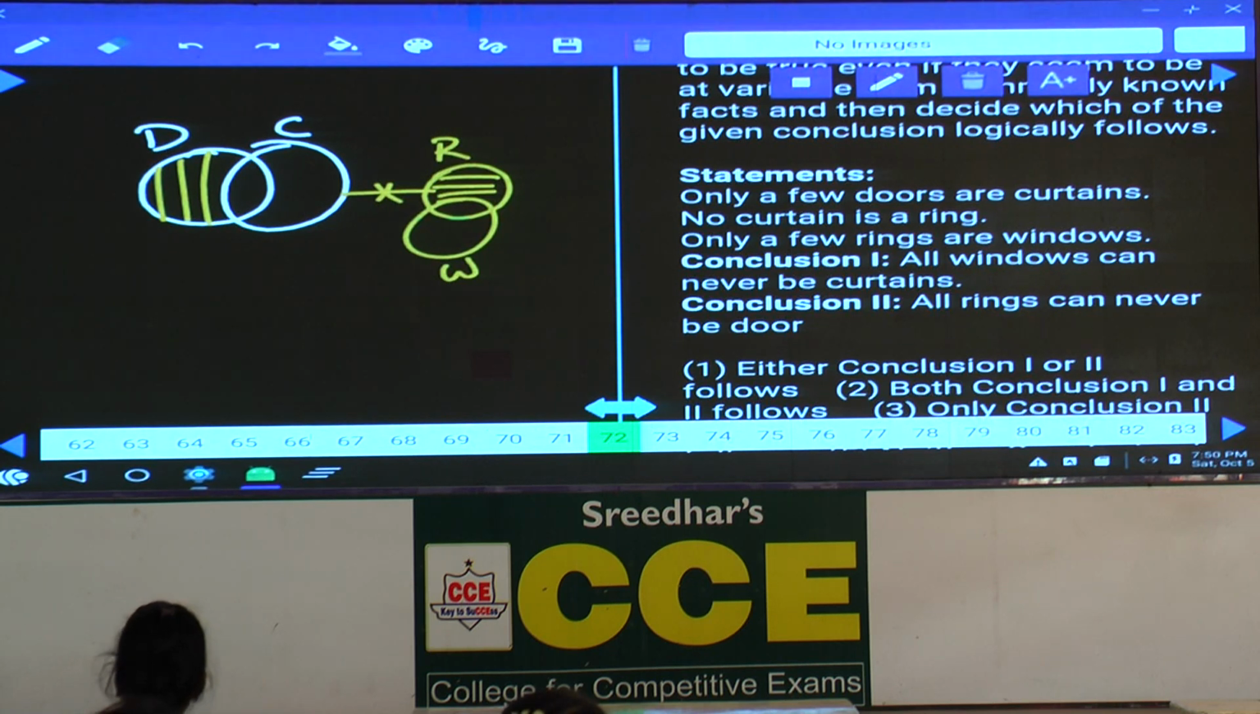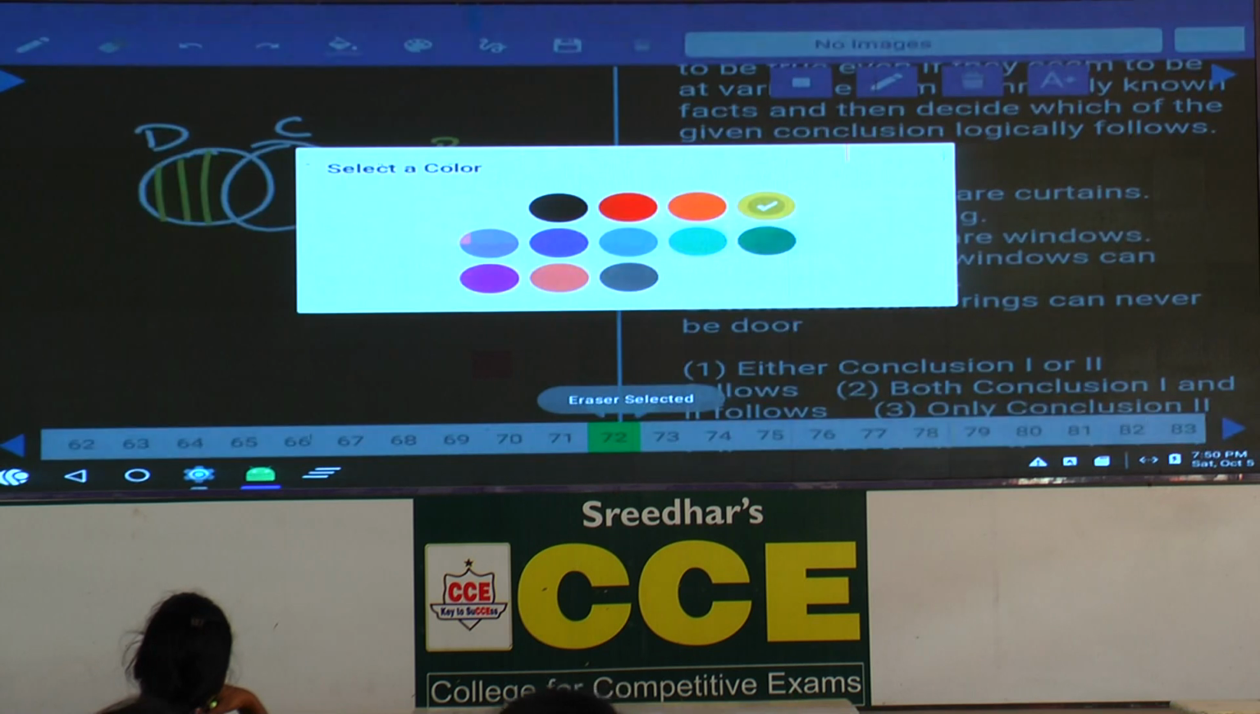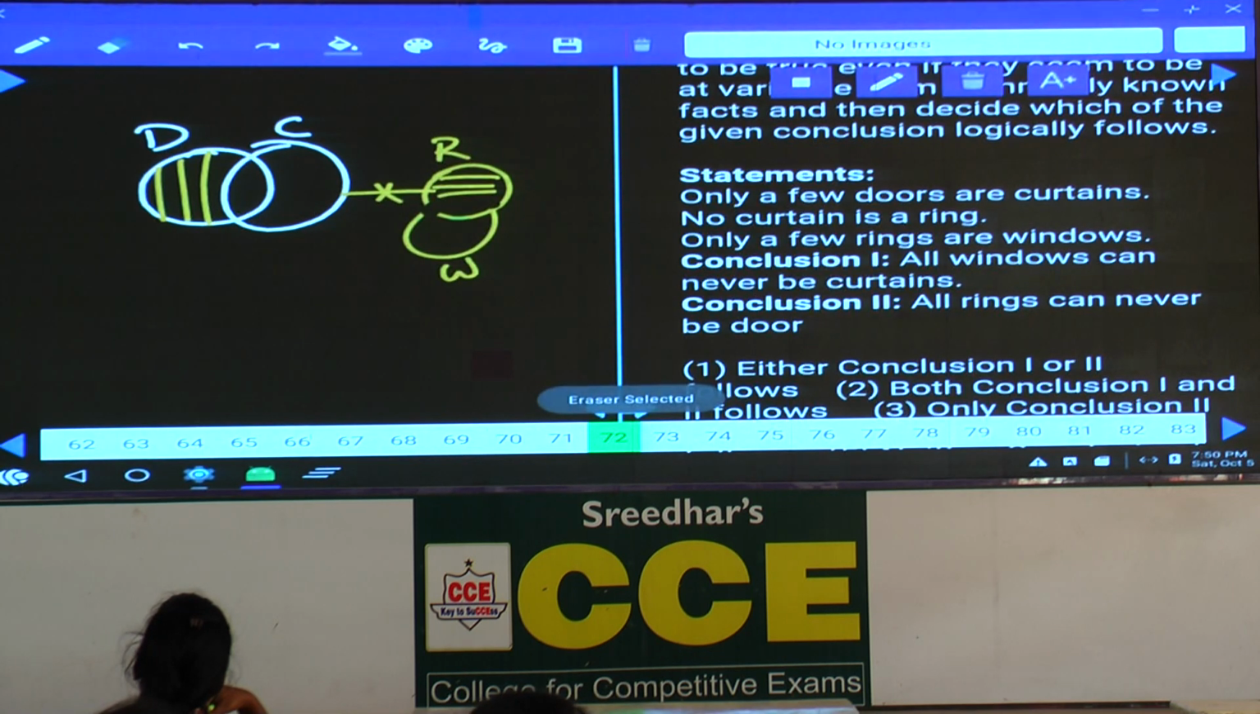Then first one: all windows can never be curtained. Tell me whether it is possible or not. All windows can never be curtained means all windows are curtained is not a possibility. Yes, tell me, all windows are curtains is not possible. Why is it not possible? Because the curtain should also come along with this one. If the curtain comes along with this one, no curtain is a ring will become false. Hence for me it is not possible. Here also it is claiming that it is not possible, hence it is true.